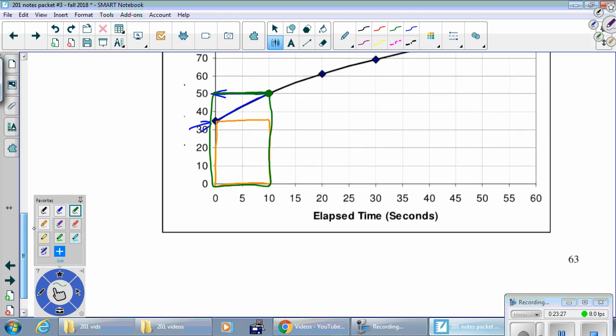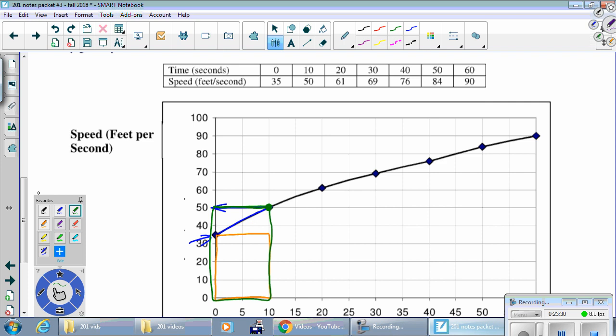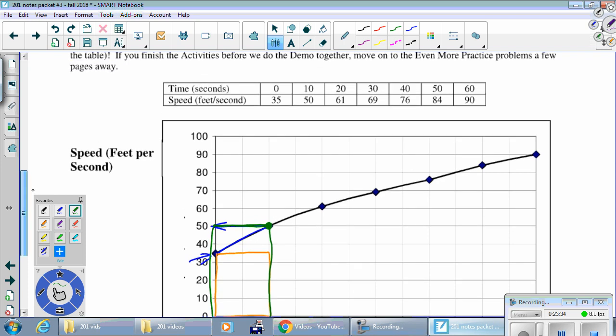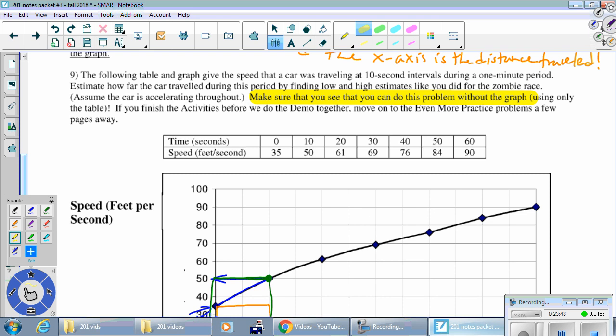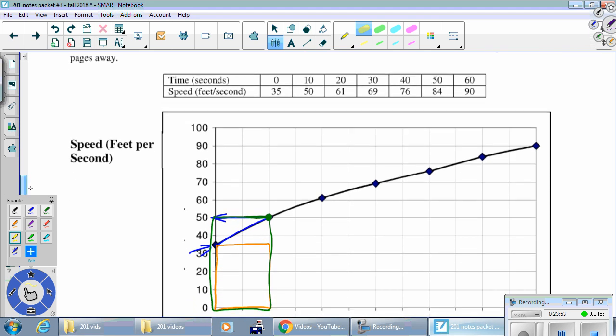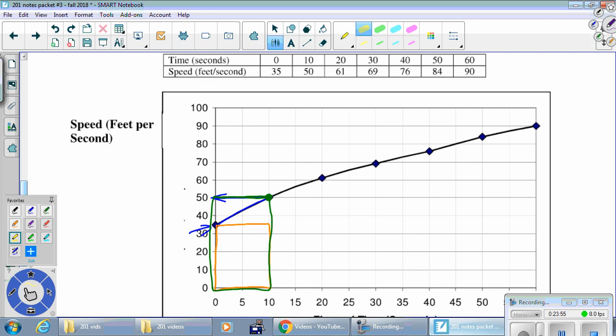Same deal as with the zombies. You're just going to draw however many, I guess six rectangles here for a low estimate and 6 for a high. But I do want to point out that you should be able to do this without the graph, using only the table. The graph is here to connect to what we just did with the zombies, but the fact is all you need are the numbers in the table. I'd like you to be able to do this just with the numbers in the table. So try it with just the numbers in the table. I will write the calculation down in a second, so pause here, try with just the table, and then come on back.